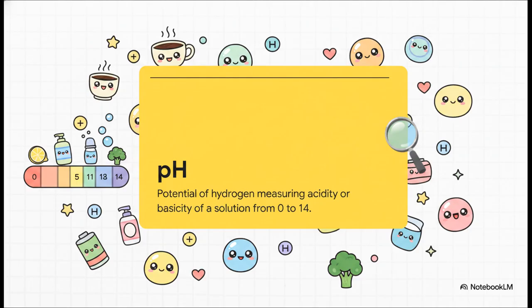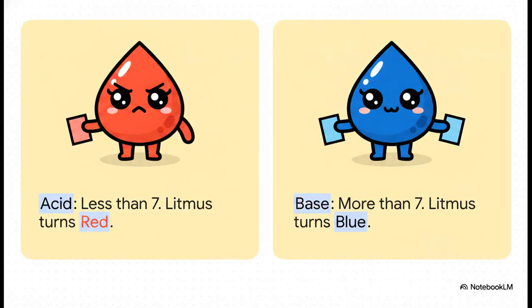But what is that number actually telling us? Well, it indicates the concentration of hydrogen ions floating around in the solution. This one single measurement reveals the hidden chemical potential inside practically all of our everyday items. You probably remember this from science class, right? To visually distinguish these, we use the classic litmus test.